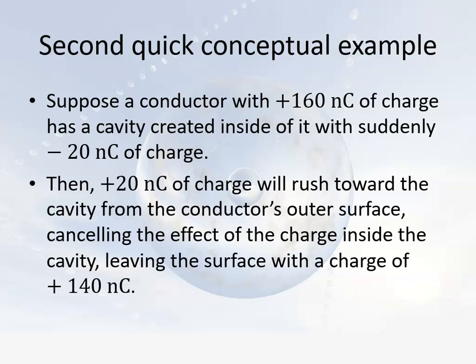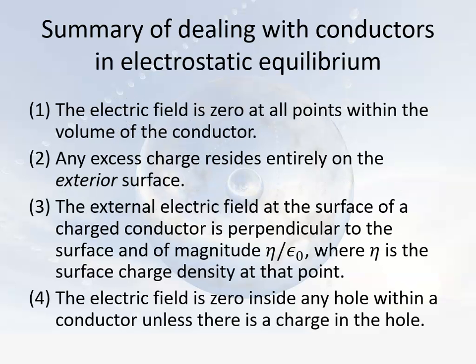So 20 nanocoulombs of charge has left the surface. The surface used to have 160 nanocoulombs. If 20 nanocoulombs leaves, then that leaves the surface with 140 nanocoulombs. And again, notice that what's left at the surface is equal to the total charge of this object. In other words, it reflects the fact that the surface used to have 160, but there's negative 20 inside of the cavity. Well, that's a total of 140 nanocoulombs, but that's simply what is left on the surface. So again, the charge on the surface hides any knowledge of what's going on inside of the conductor.